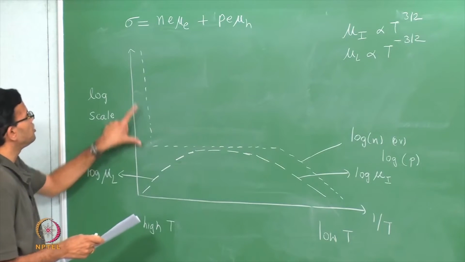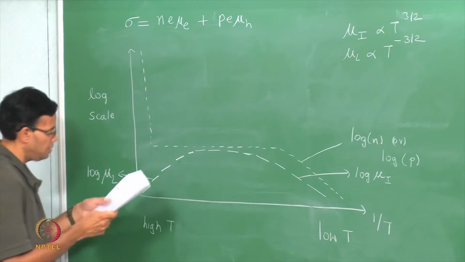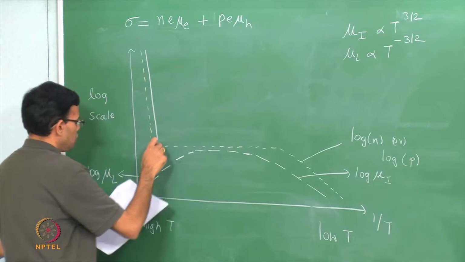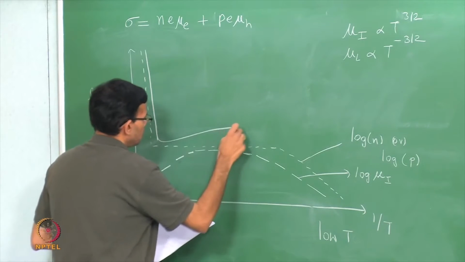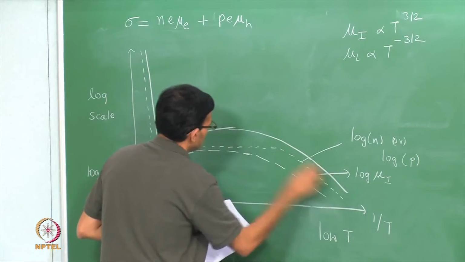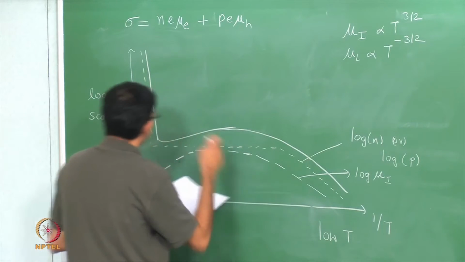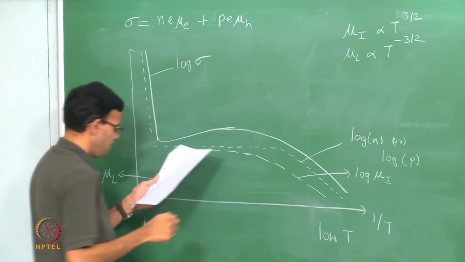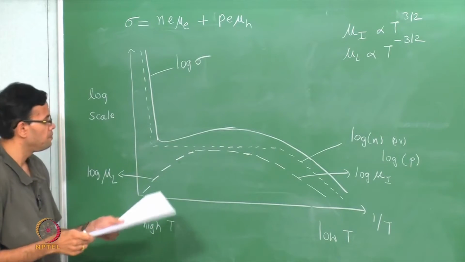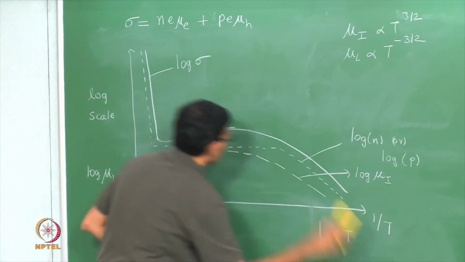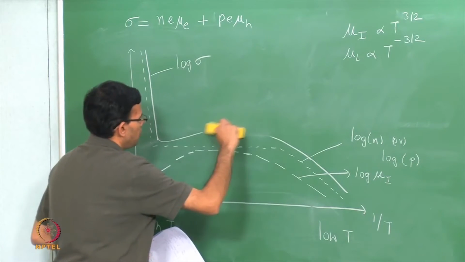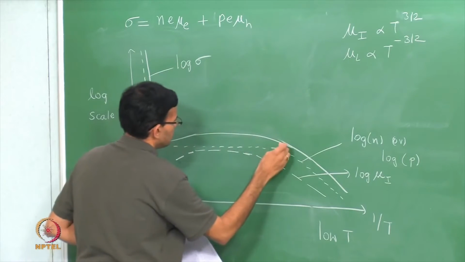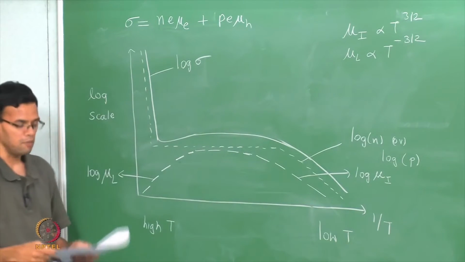If we put both these together we will get the conductivity, and if you plot the conductivity, which is the solid line, we get a curve like this. So, this is log of sigma versus 1/T. We just erase this section and plot it slightly better. This is log of sigma.